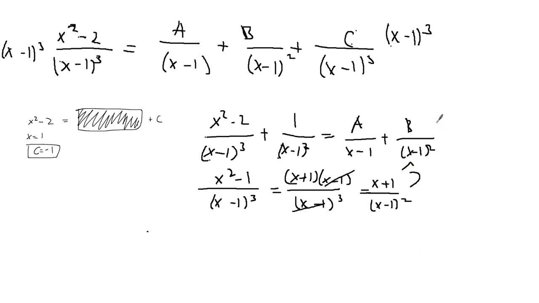Now you take the second highest factor, x minus 1 squared, and cover this up. So this is b, so then we'll have b is equal to 1 plus 1, because the x plus 1 is left, and then we have b is equal to 2.